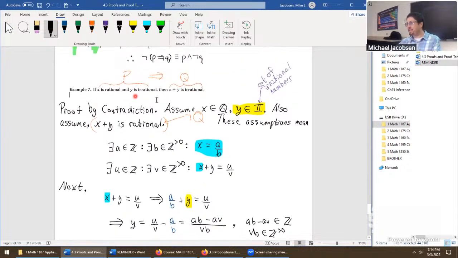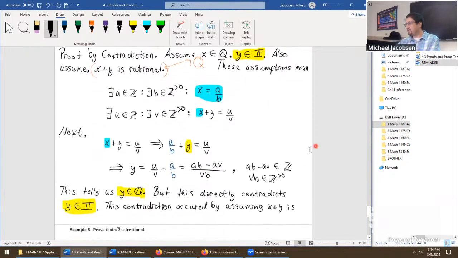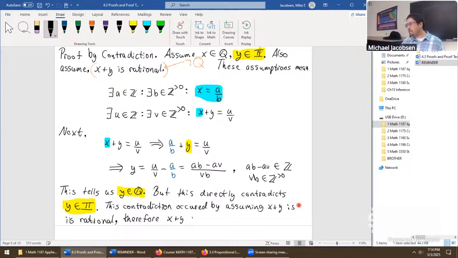Yeah, I almost thought I had enough space. Let me see if I can get a little bit more in here. Sorry for the sudden scrolling. This contradiction occurred by assuming x plus y is irrational. Excuse me, that's backwards, is a rational number. Therefore, x plus y must be irrational.